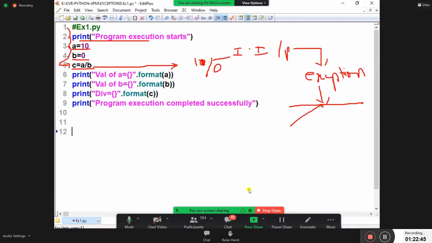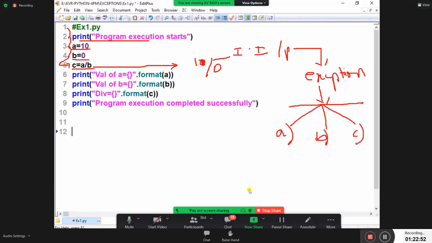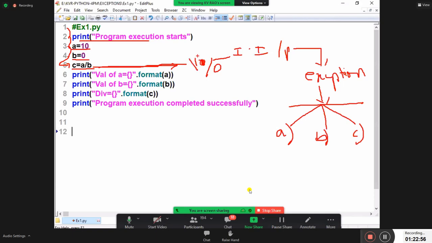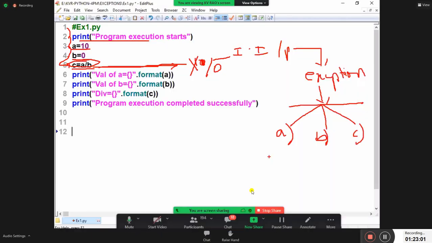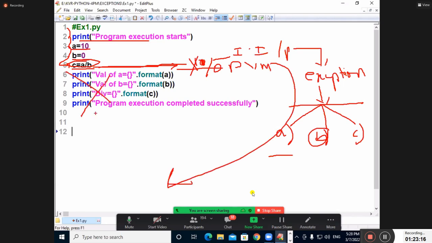Whenever an exception is occurring, internally 3 steps are taking place. A, B, C steps are taking place. Number 1, program execution is abnormally terminated. Then and there the program execution terminated. First one is abnormal termination. Second one is PVM control comes out of the program flow. It is just jumping out of the program flow. It won't execute the statements.